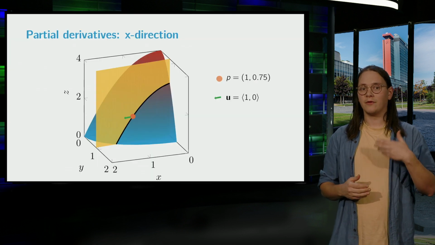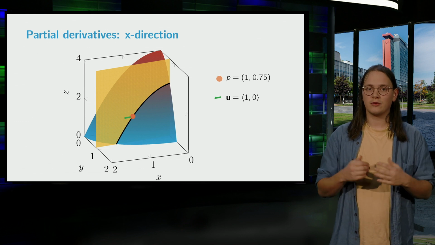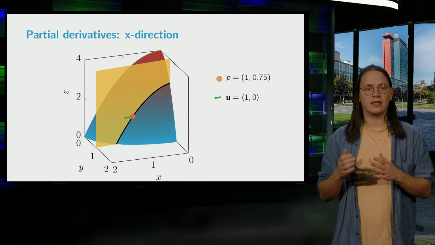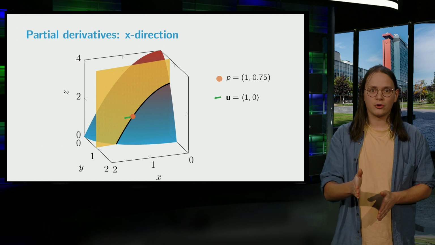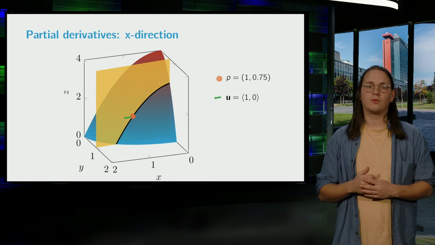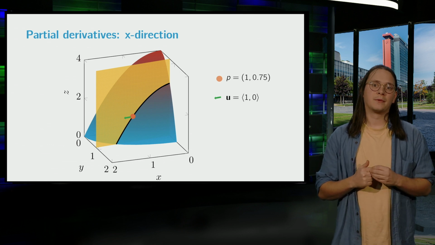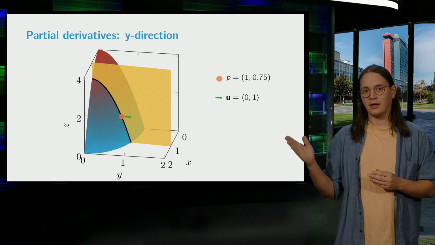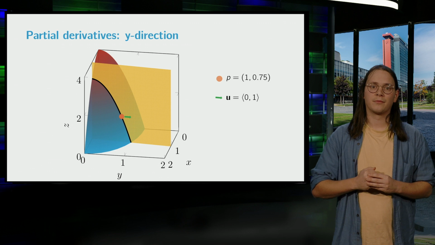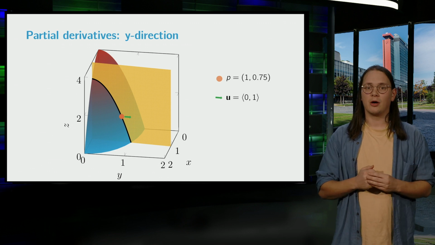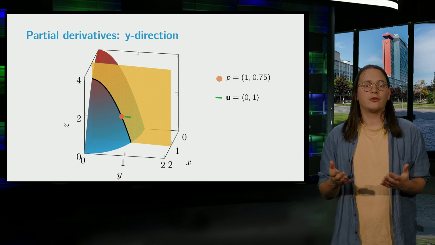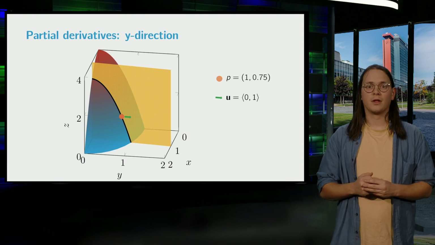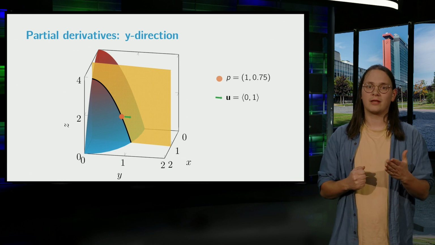For instance, in the two-variable case, they only provide the slope of the curve obtained by intersecting the graph with planes that are vertical and parallel to the x and y axes, respectively, as you can see here for the x direction and here for the y direction. In many applications, however, we also want to know about the slope in other directions. The topic of this video aims to rectify this oversight.